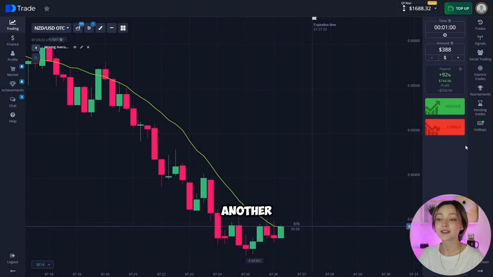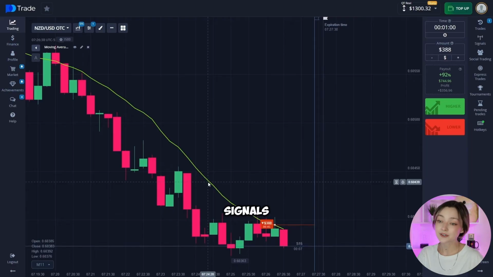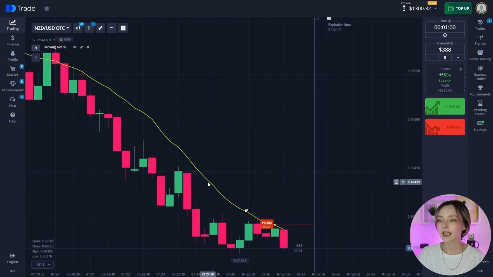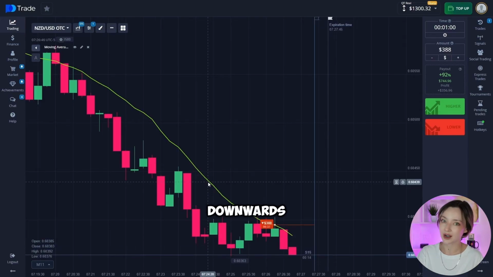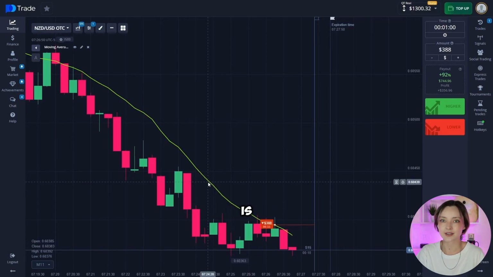So I see another price approach to our line and place a trade. The signals from this indicator are generally even more valid when they coincide with the overall trend motion, meaning if we see that the overall course is downwards and at the same time we see a signal pointing downwards, this signal is to be highly relevant.